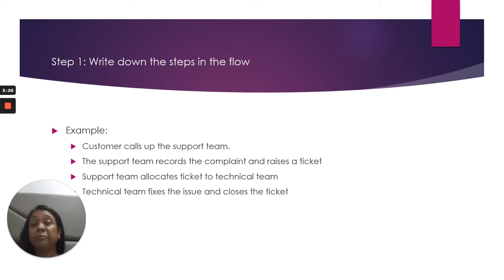So the next step would be to identify the roles in this flow. I can see 3 roles here: customer, support team and technical team. However, we have to take into consideration only the active roles which are participating in the flow. So you see, the customer does not have a significant role to play here because the customer is just calling the support team. It is the support team and the technical team who work together to close the ticket. So we consider 2 roles over here, 2 actors over here.